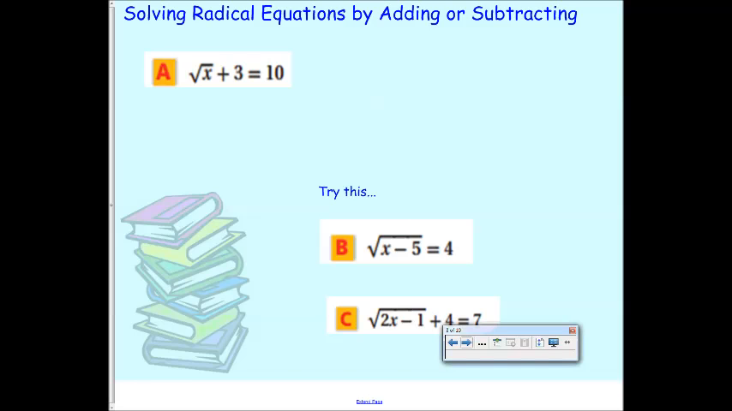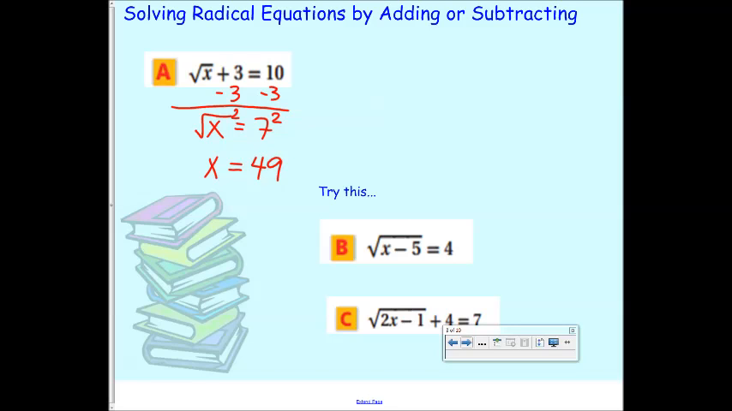We have to get rid of the 3 first. So before you can square it to get rid of the radical, you've got to get the radical by itself. All right, so to get that by itself, how do we get rid of a +3? Yeah, minus 3, which gives us 7 equals square root of x, and now what do I do? Now I square it, so that'll get rid of the radical on this side, and I'm left with just x equals 49. Perfect.